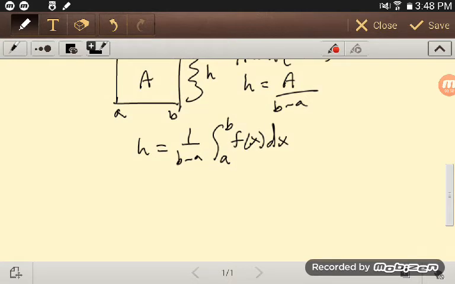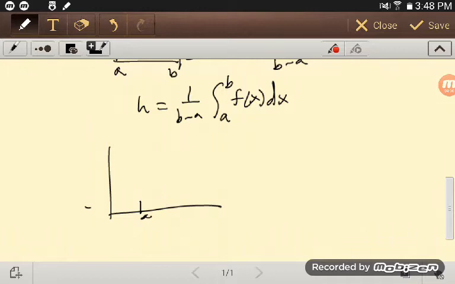Again, here's a, let's come down here a little more, there's a, there's b, and my function does something like that. It seems reasonable that my average height might be in here somewhere. And what have you kind of done? You've gone up here, taken this extra area, and put a little bit there and a little bit there to even this thing out and make a nice rectangle.